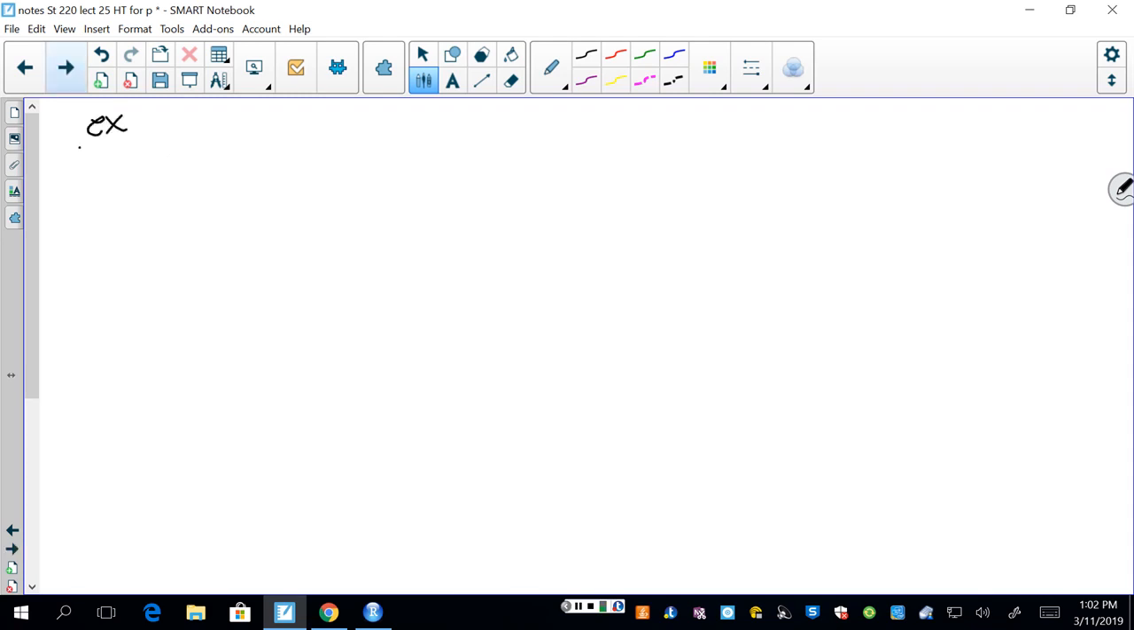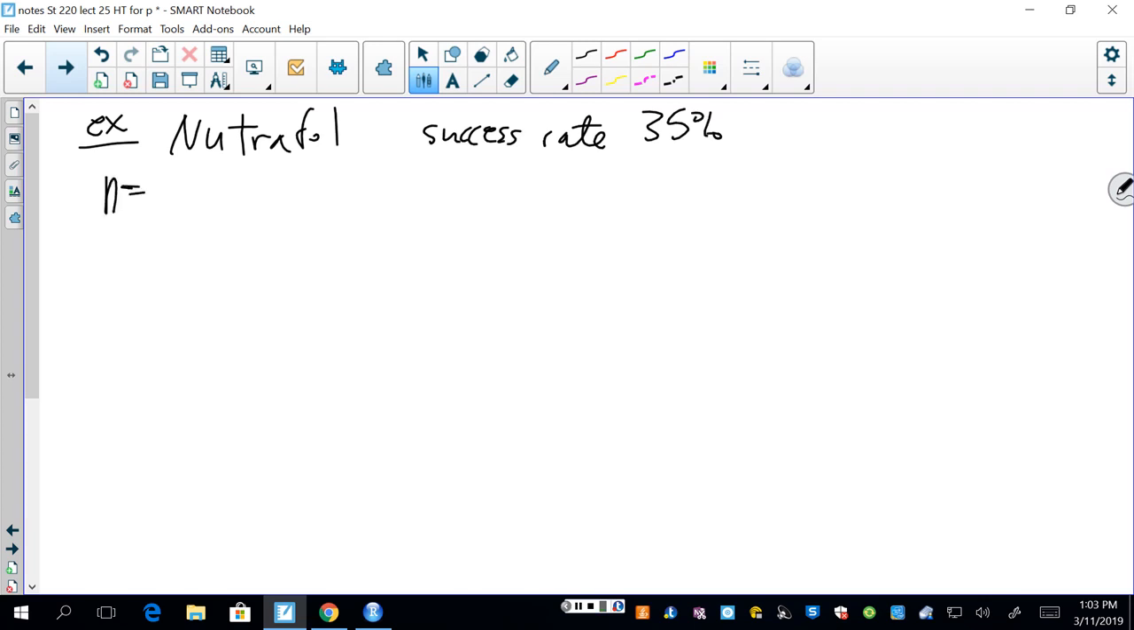So another treatment mentioned in the discussion of balding skewers growing hair is Nutrafol, and it has a success rate of 35%. Now let's say we're going to do 300 individuals. When do you reject? And let's do two-sided for now.